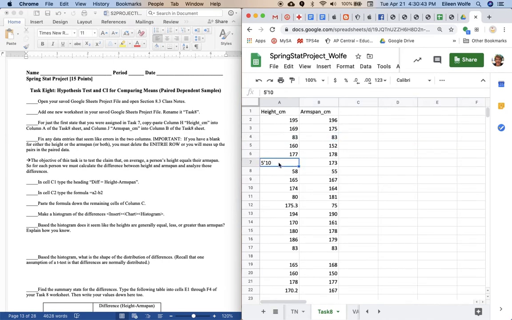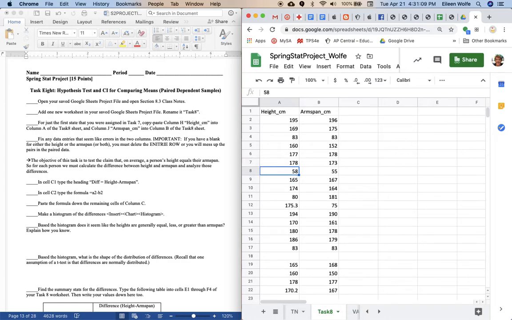Now I notice someone put in 5 feet 10 inches, so I'm going to convert that to centimeters by asking Siri on my phone. Hey Siri, convert 5 feet 10 inches to centimeters.